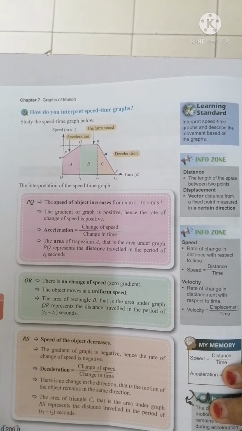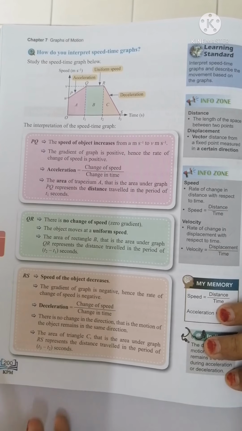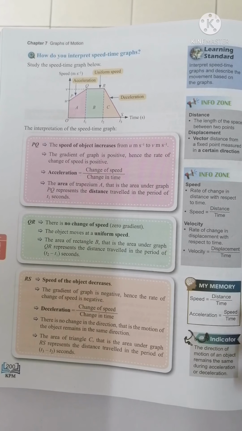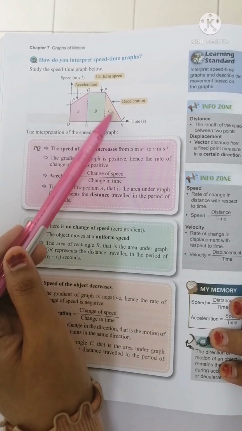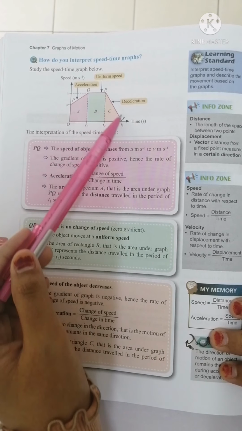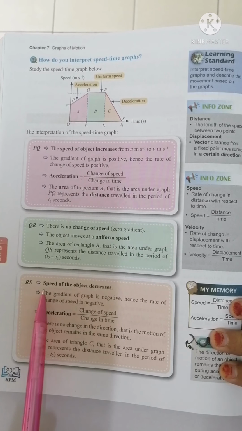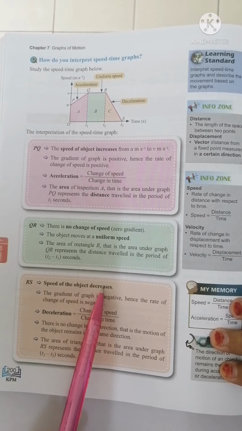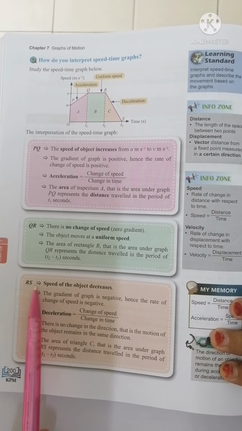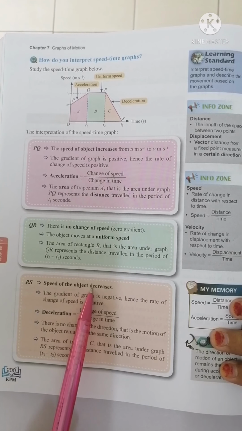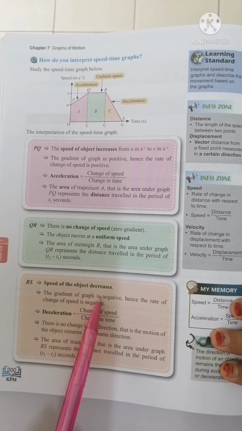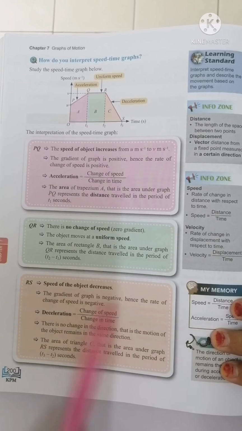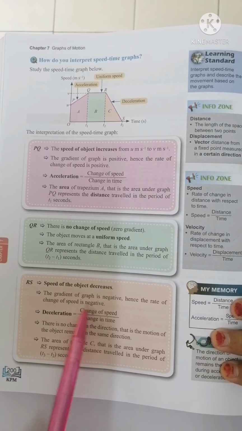Now RS. Now look at RS. For RS, this is deceleration. Because of what? Because the gradient is negative, so the speed of the object decreases. So for this RS, the speed of the object decreases, which means it is deceleration. The gradient of the graph is negative, hence the rate of change of speed is also negative.